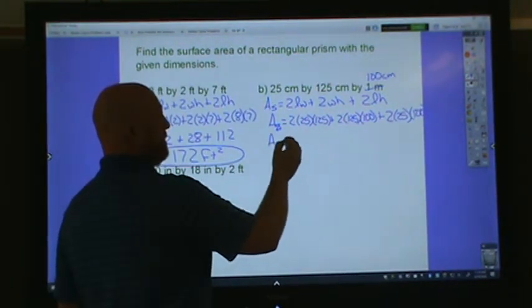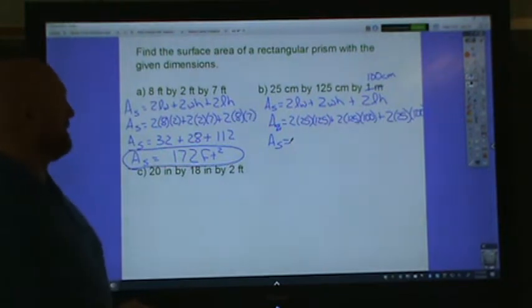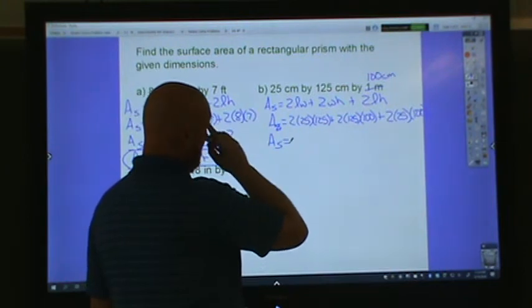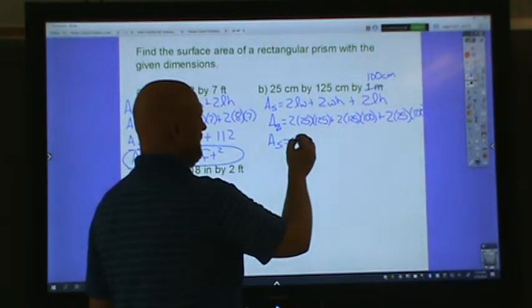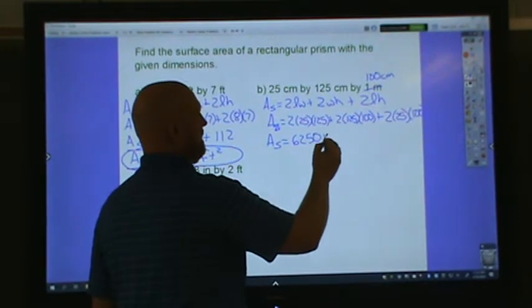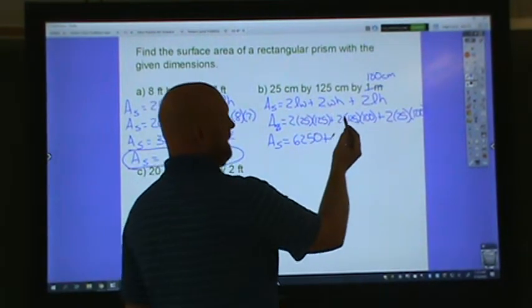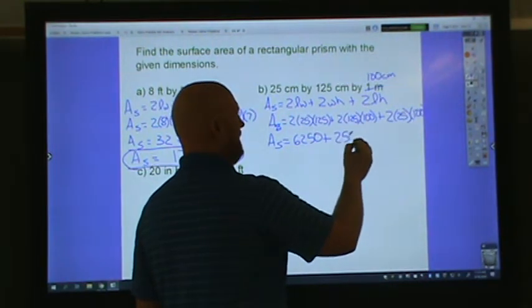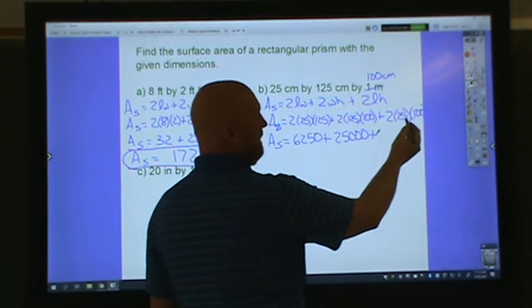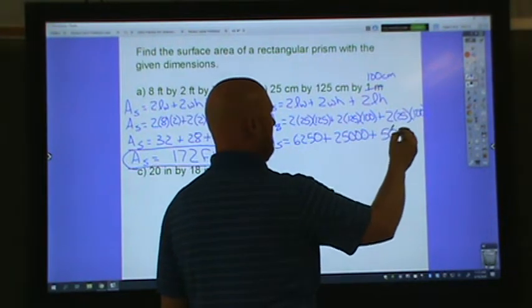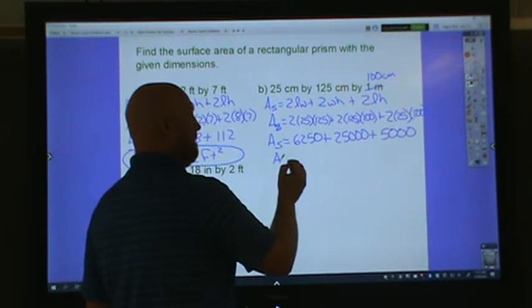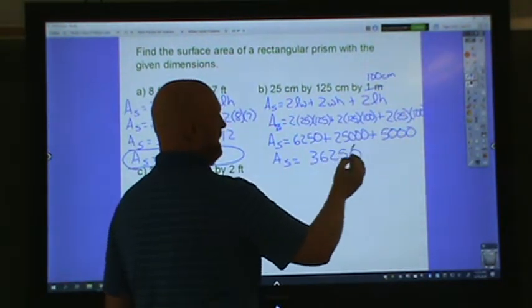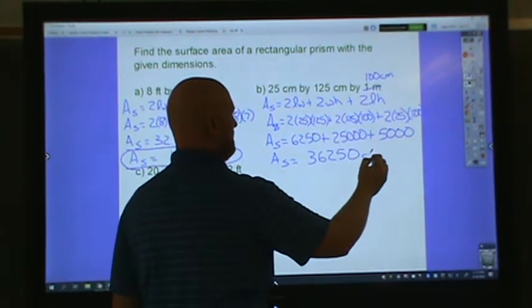So if you wanted to, you could just put that all on your calculator at once. For me personally, I break it down and just do my products first. So when I do 2 times 25, that's 50. 50 times 125 is 6250. 2 times 125 is 250. And then we put the 2 zeros on the end, so that's 25,000. 2 times 25 is 50. We put the 2 zeros on the end, we have 5,000. When I find that sum, I end up with 36,250, and it's going to be my unit centimeters squared.